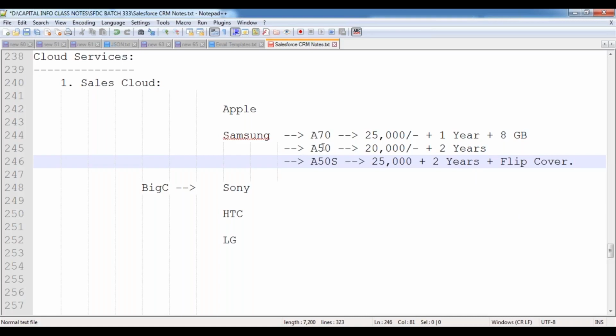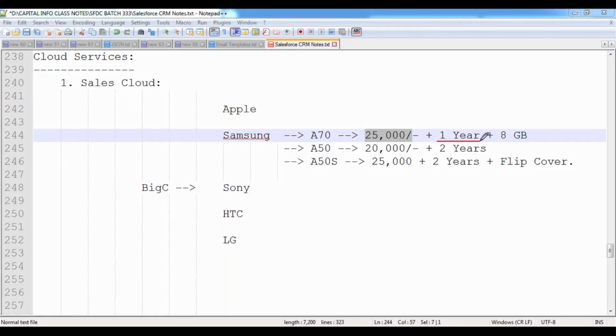That means, in this case, upon selling those products, they're not only charging that amount, they're also providing some additional benefits to the customer. Like they're providing free insurance service for 1 year, and then some 8 GB of memory card. Now tell me, are these benefits going to be offered lifelong?